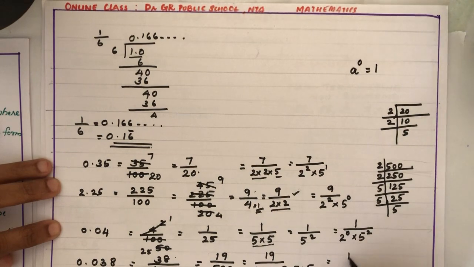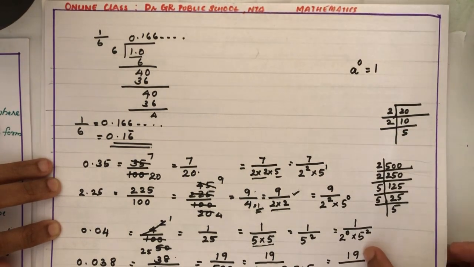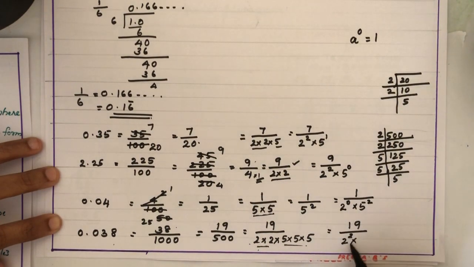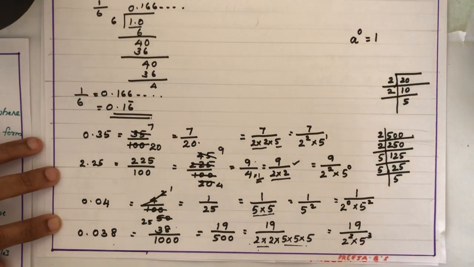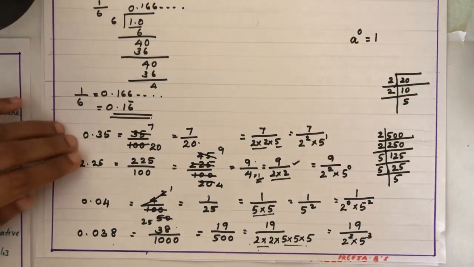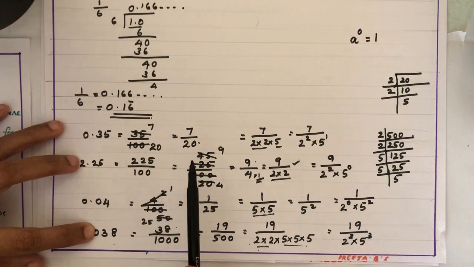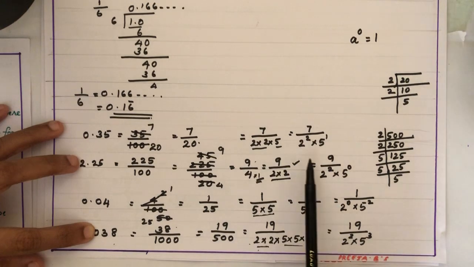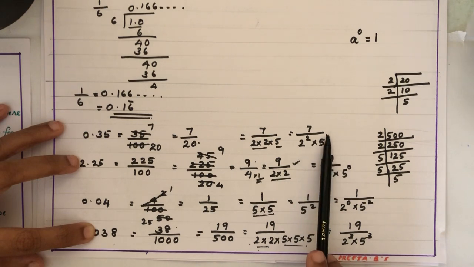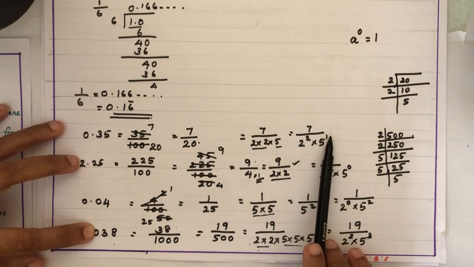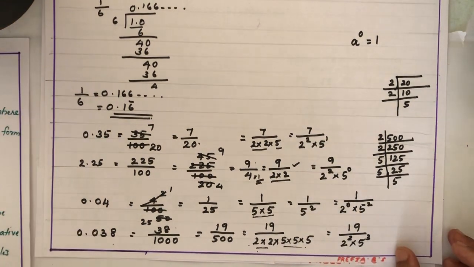And here 19 by 2 squared into 5 cubed. So what does it mean? If we have a terminating decimal form, its rational number can be written with the denominator of the form 2 raised to n into 5 raised to m. Isn't it? So that is our first theorem.